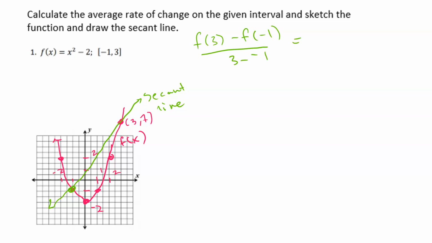F of 3 is 7 minus f of -1, which is -1. And we got 3 minus -1, or 4. It's going to be 8/4, or 2.